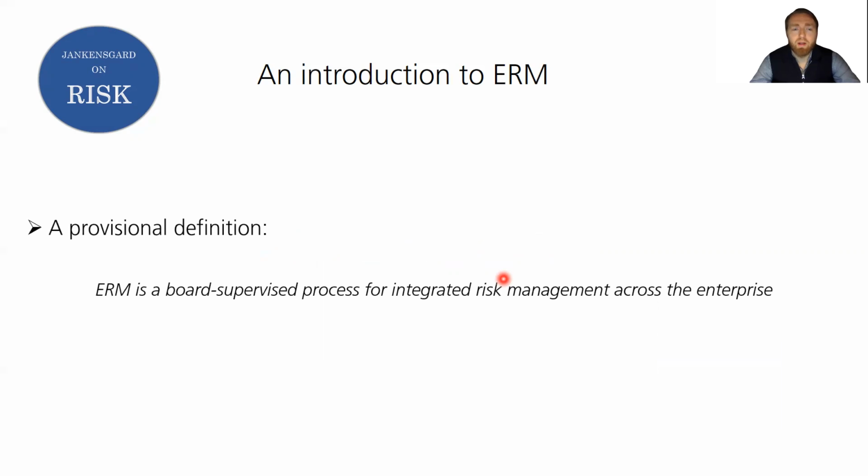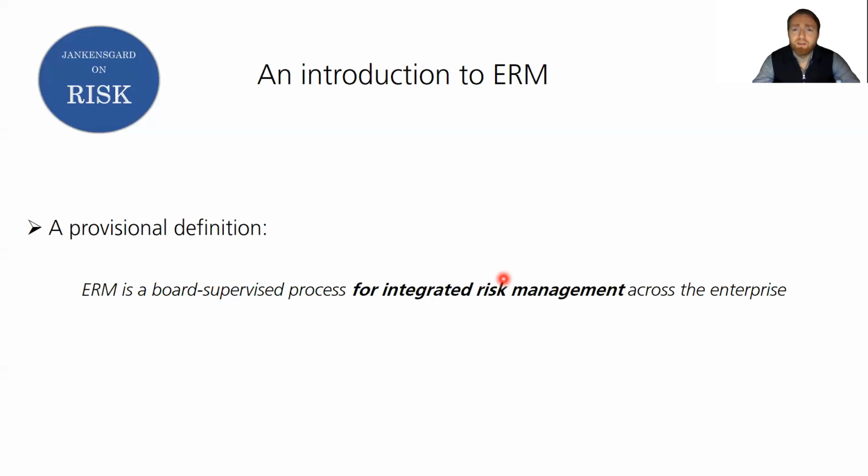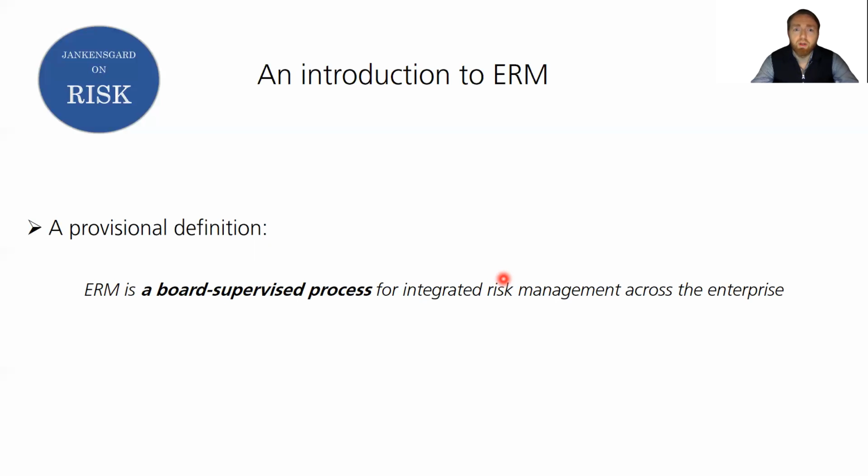All right, so at the heart of enterprise risk management lie three principles. First of all, it's a board-supervised process for integrated risk management across the enterprise. All right, so we'll talk about these three here, starting with a board-supervised process. So this signals a level of board involvement that was previously not there. The word process is also significant because it tells us that ERM is not so much a strategy or a tactic, it's an ongoing process, right?